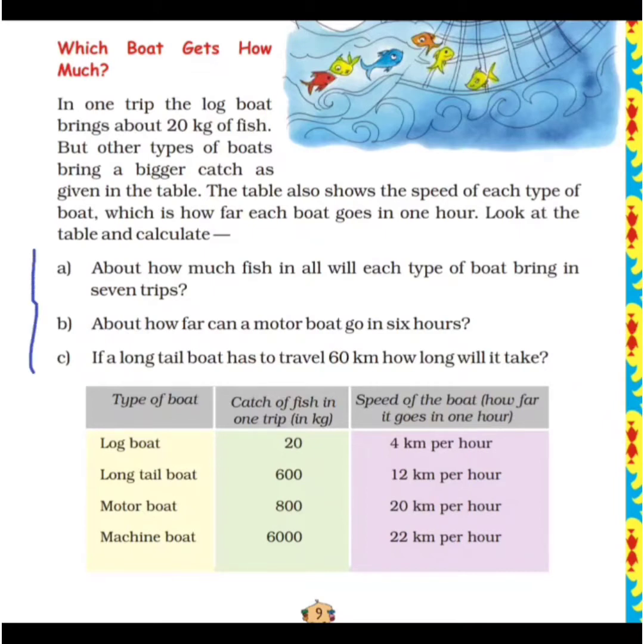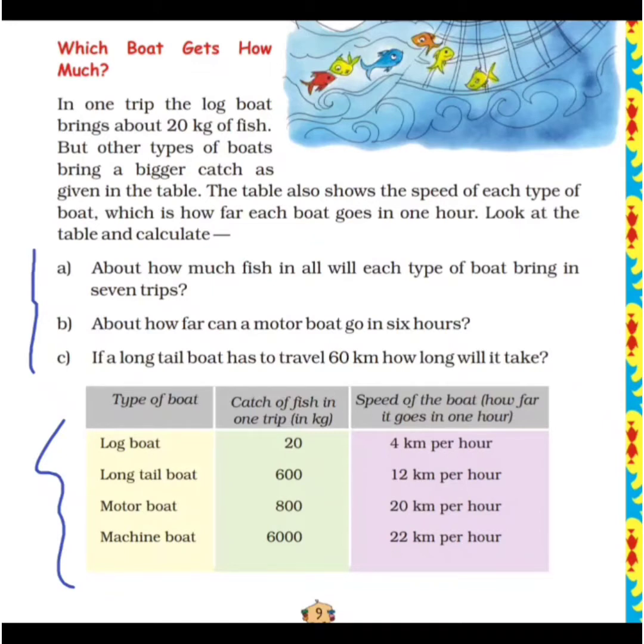Here, 3 word problems are there. Before solving these word problems, let's have a read of this table. This is very important. You should clearly read the given table. First, you should understand what things are given in this table. This is very important.